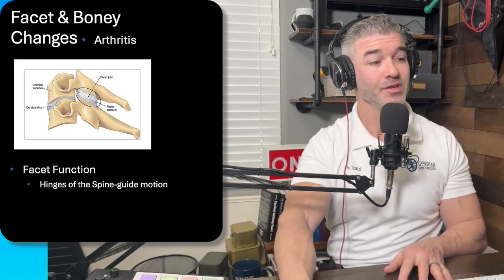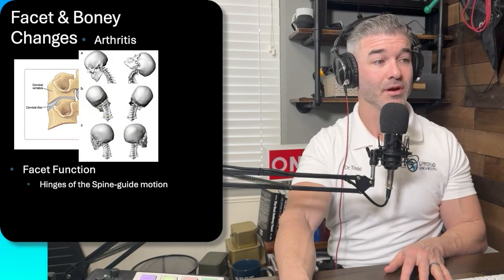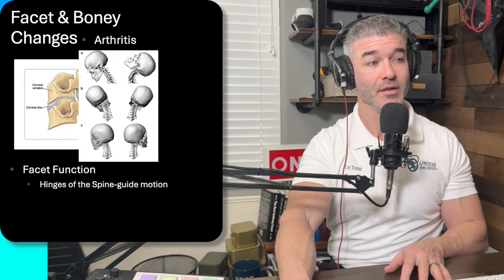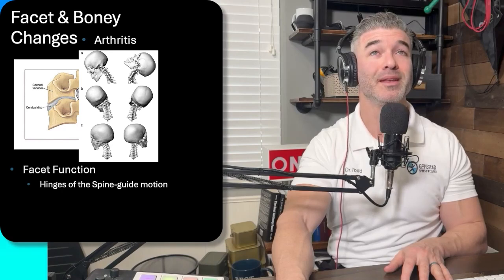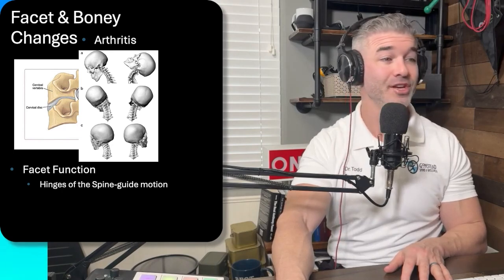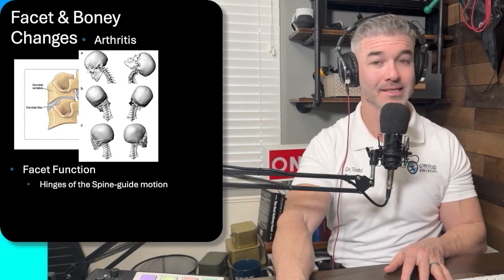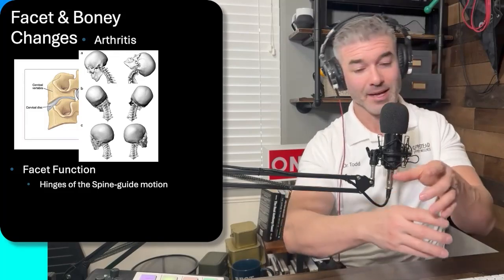These are the hinges of the spine. They guide motion. There's all kinds of motions here you can see on this picture. There's flexion, where you bend the head down. There's extension, where you bend the head back. Also, rotation is another thing. When you rotate side to side, those facet joints bend side to side.